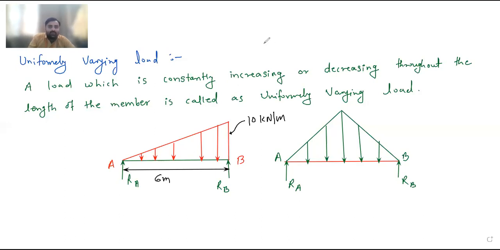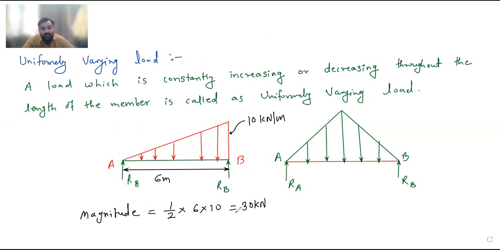Now here you can see this is your loading diagram. In the morning session, you know that it was a rectangle. UDL is there, then rectangular load was there. Now this is a triangle. It is a UVL triangle. So now if I calculate the magnitude, what will be the magnitude? Magnitude is equal to the area of this. So area of the triangle is half into base into height. So half into 6 into 10. So it will be how much? 30 kilonewton.